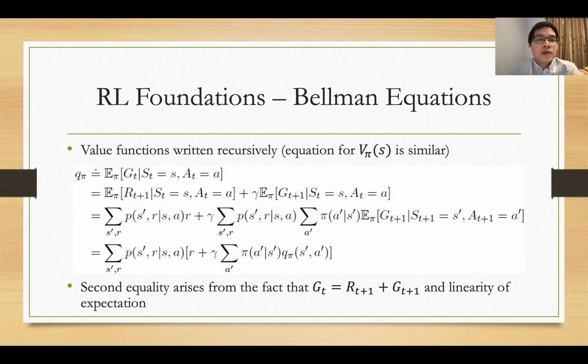The third equality is just taking the expectation over the policy, which utilizes the dynamics model I mentioned earlier. From the third equality to the fourth, notice that we have the expectation of the return at the next time step, given the next state and action. And this is just the definition of the Q function for the next state and action.